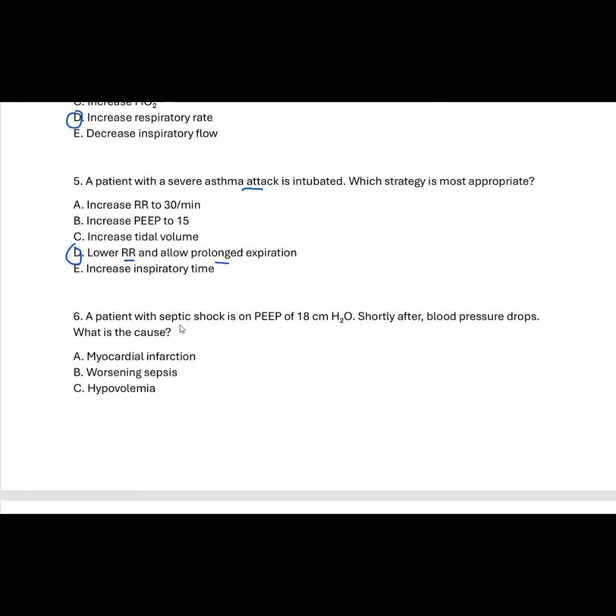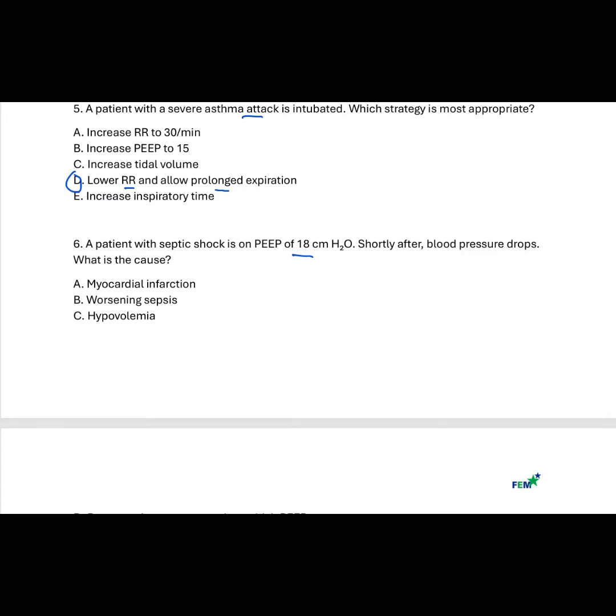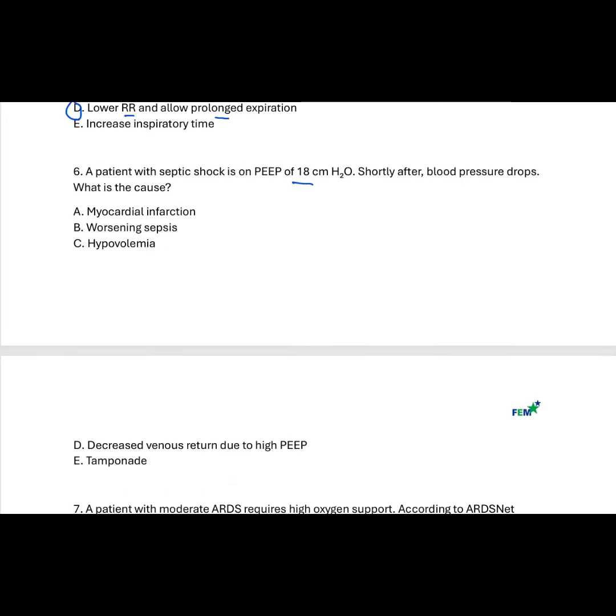Next question, a patient with septic shock is on a PEEP of 8. And then shortly, the blood pressure drops. What's the cause of this? So this patient with septic shock, maybe the patient is also volume down, and now we put them on a lot of PEEP. Remember, we said that PEEP increases intrathoracic pressure, and that will lead to what? That could decrease the venous return, thereby decreasing the preload. So I think the best answer there would be what? Decreased venous return due to high PEEP.